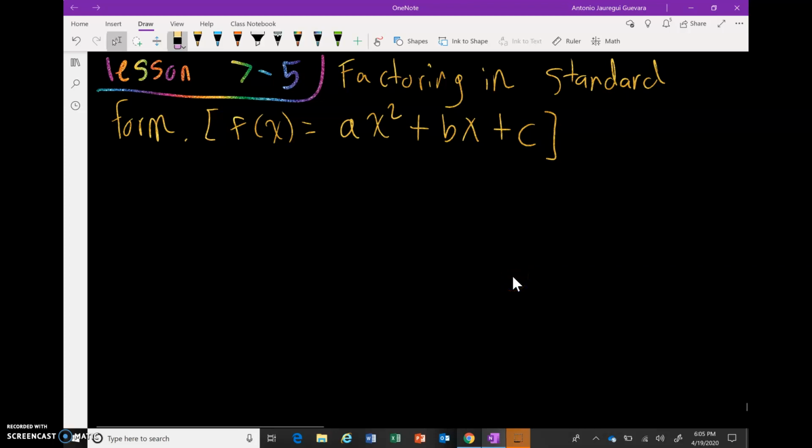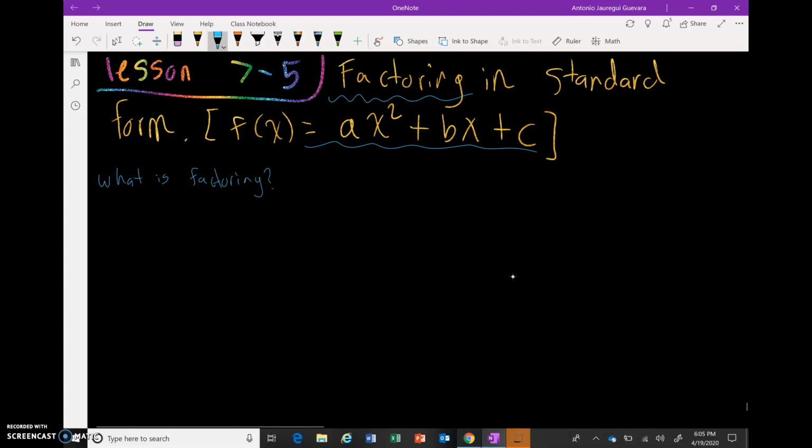Hey guys, this is a short video on factoring. So we are going to factor. Factoring in standard form, and again, standard form is ax squared plus bx plus c. So let's start with, what is factoring?